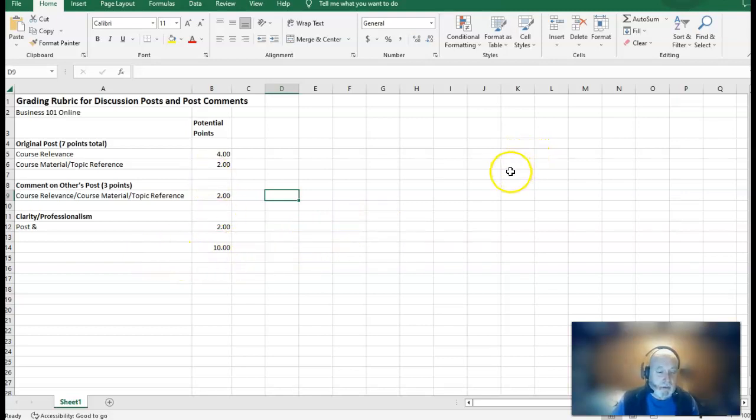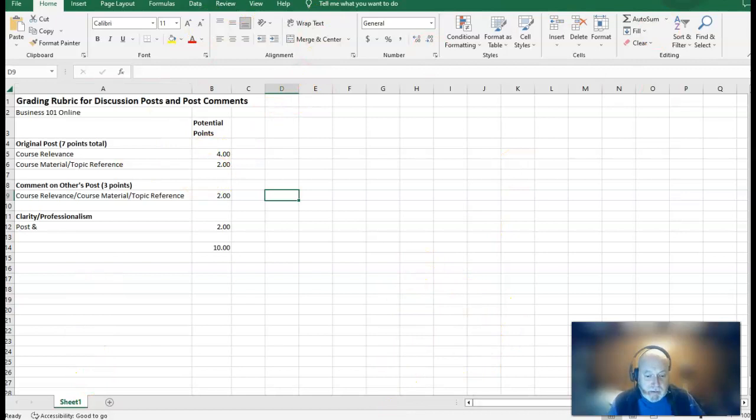There are 10 total points per discussion post: 7 for your original post, and 3 for the reply. And all of it is negated if you can't do it on time. So make sure you get into the cadence of doing it and getting them out there each week. Okay, so that's the rubric.